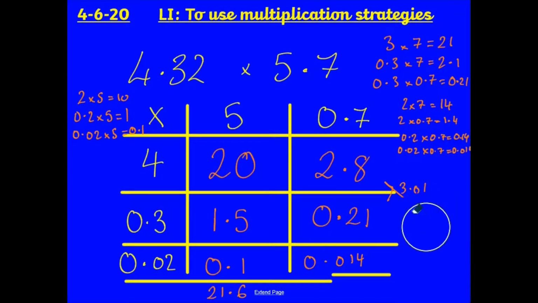Apologies for that line. Let me just get rid of that one there. Rewrite that again. If I add the two together, it is 3.01. Then if I add my 0.014 to it, that is going to equal 0.024. And I can now add them together. 21.6 plus 3.024, that's going to give me a grand total of 24.624.